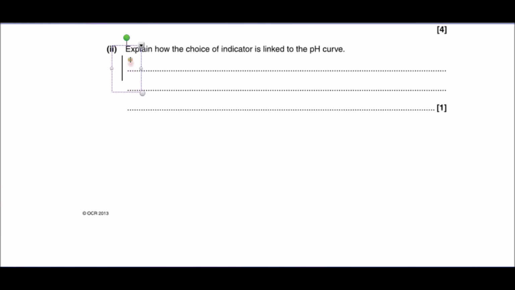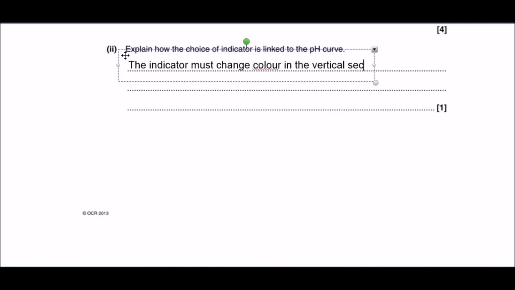And then we're talking about how the choice of indicator is linked to the pH curve. So again, this is an easy 1 mark question. You should say that the indicator must change colour in the vertical section of the titration curve. Okay, so you'll remember doing that in class and looking at selecting different indicators. Sometimes you'll get asked to do that on a paper, but this time we're just being asked to explain how we choose the indicator.